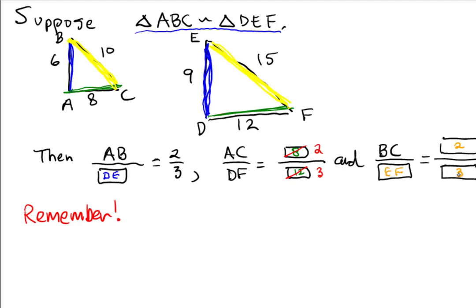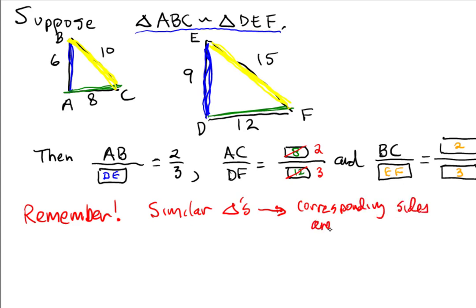So what is the point of the matter? Always remember that when you have similar triangles, that will always mean that corresponding sides are what we call proportional. Corresponding sides will always be proportional in similar triangles, and proportional just means same ratio.